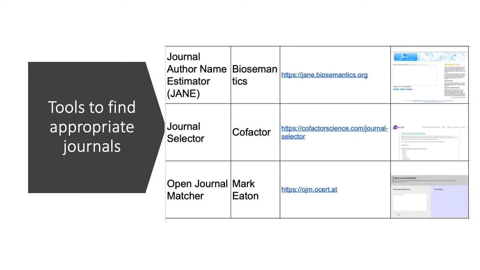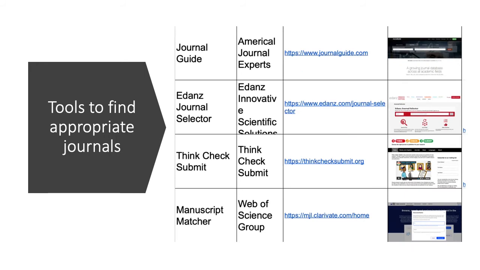These are some generic finders. We will see demonstration of the first one, that is journal author name estimator. I will show you how to search journals, suitable journals for publication by using this tool. There are a few other tools as well. These are again few additional tools to find out suitable journals.